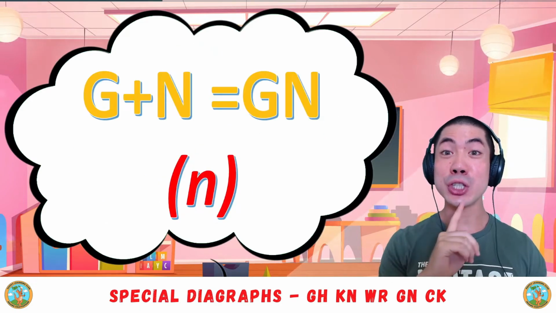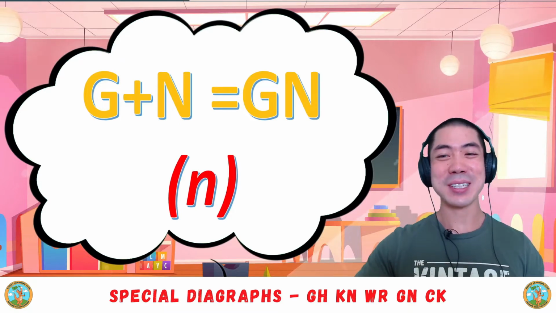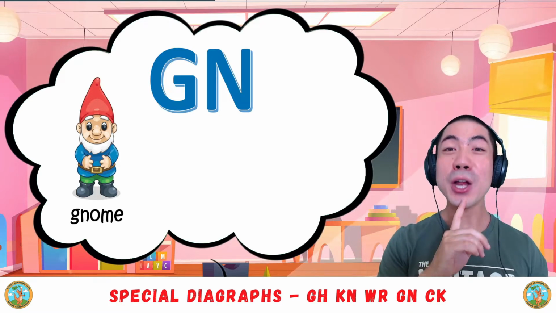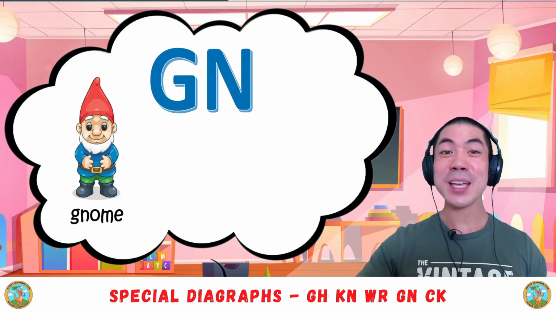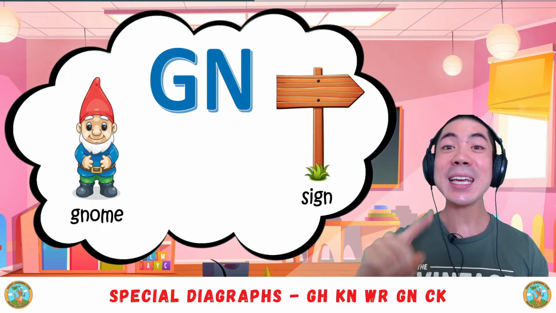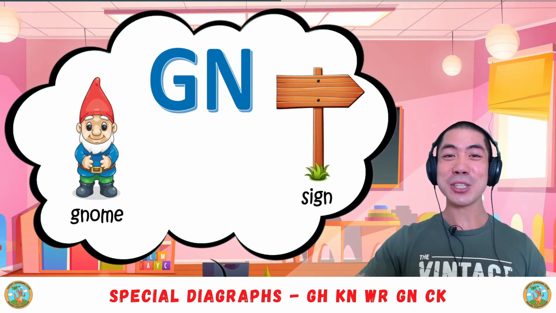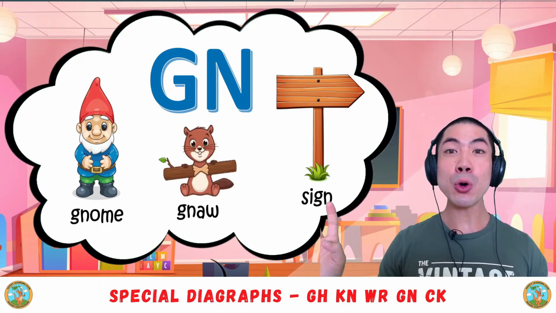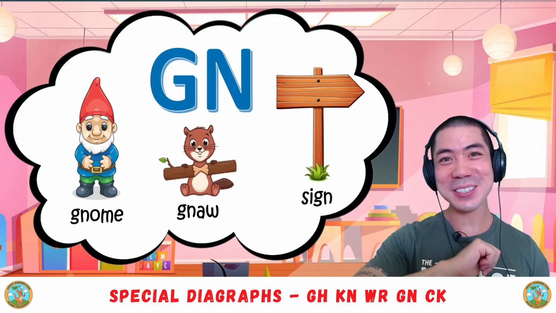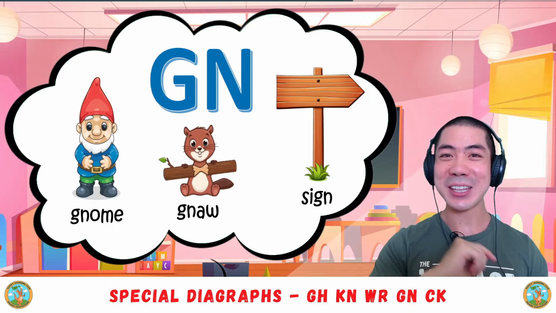The next digraph, GN, is also the N sound. N. For example, we have gnome. Good. GN is also in sign. GN is also in gnaw, so to chew. Very good. Once again, GN is n, like the letter N.